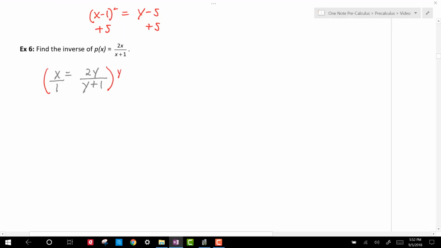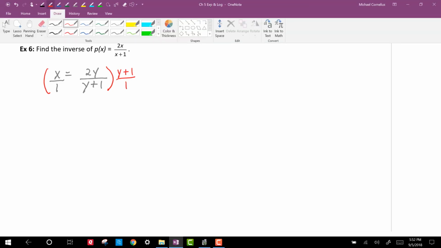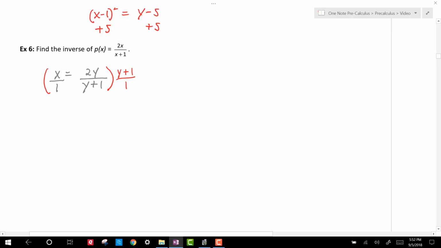All right, so if I do this, y plus 1 over 1, I'm going to do that on both sides here. So I would have x on the left side of it, x times y plus 1 equals, the y plus 1s on the right are going to cancel out, so that's going to be 2y.